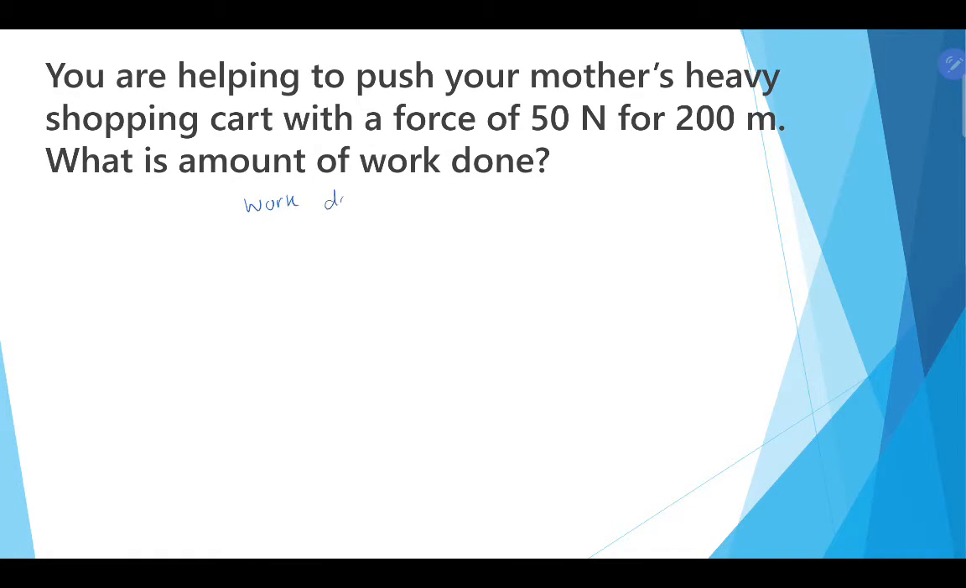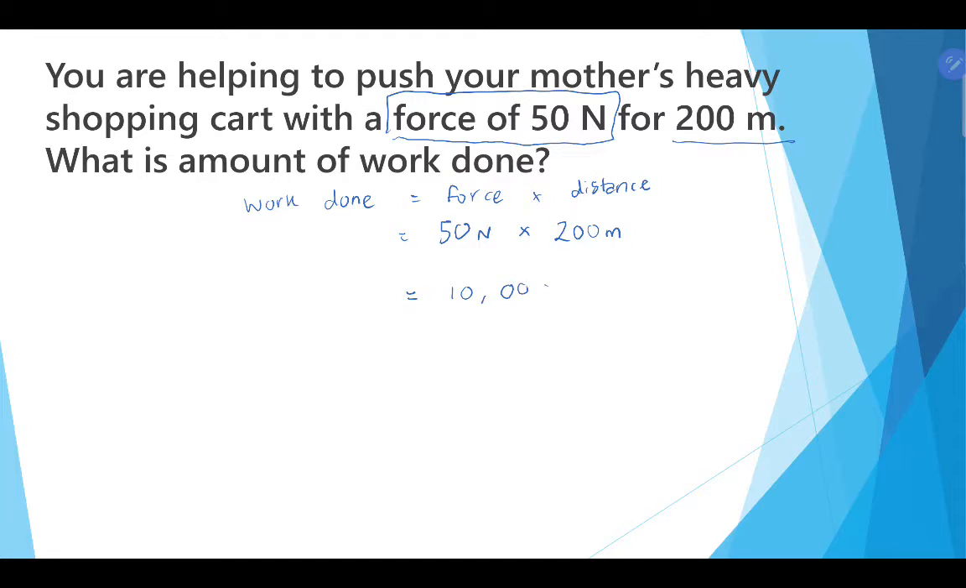So first thing you need to do is just write down the formula. Work done is equal to force times distance moved. So I'll just put force times distance. You're looking for work done. Force is in Newton, and it tells you here force is 50 Newton. Times distance moved, distance is in meters, so the one in meters here is 200 meters. So 50 times 200 is 10,000 joules for work done. And that's it.